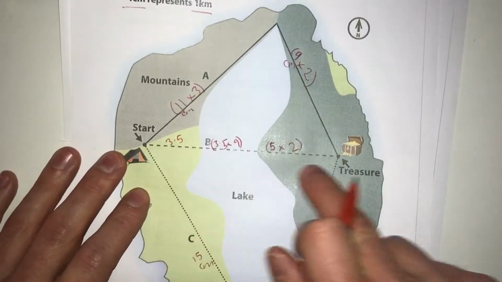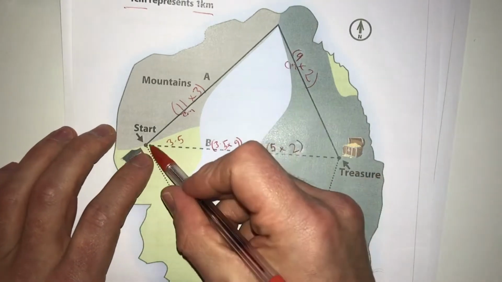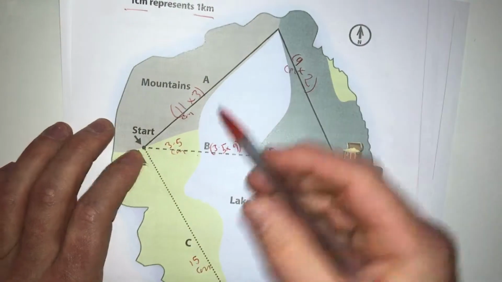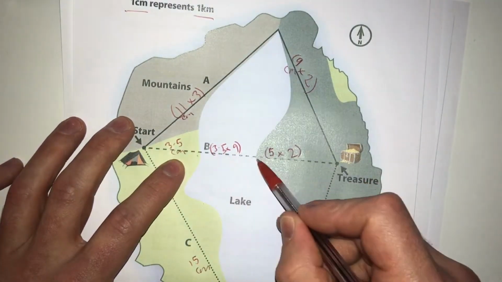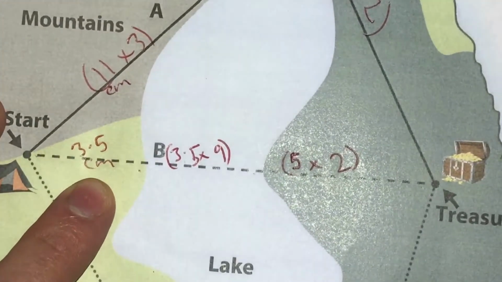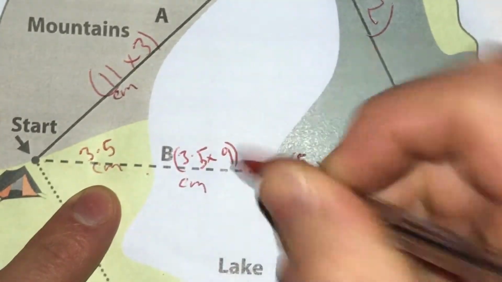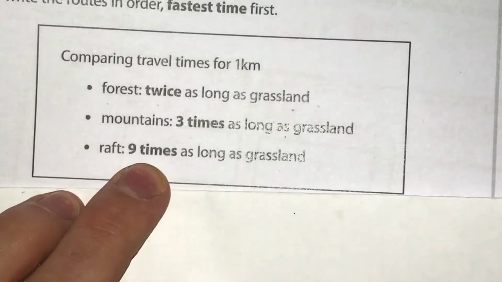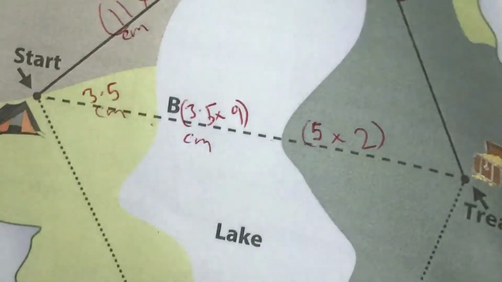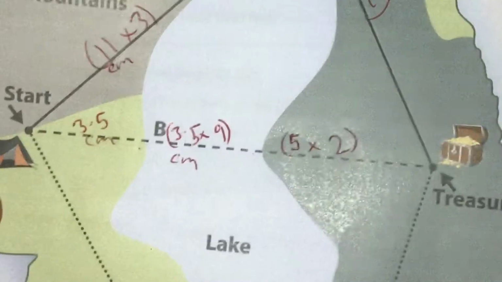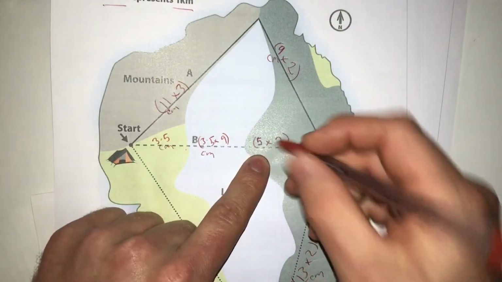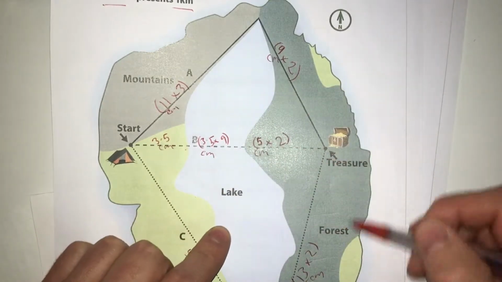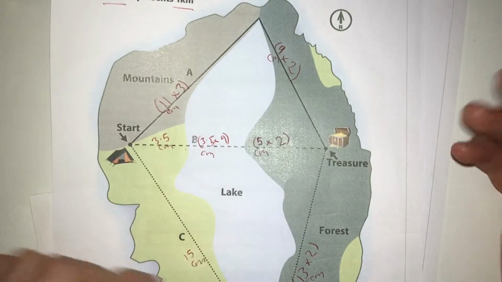And then the last one is a little bit trickier. So if I measure this bit from here to here is 3.5 centimetres, which just means 3.5 kilometres. Now on the raft, obviously you need the raft to get across the water. Going to take a lot longer, guys. 3.5 centimetres times by 9. So let's have a look where the 9's come from. Well, there it is. The raft, 9 times as long as grassland. So that is why I've multiplied by 9. And then 5 times 2, so centimetres there. We already know that the forest has to be double the time as grassland.